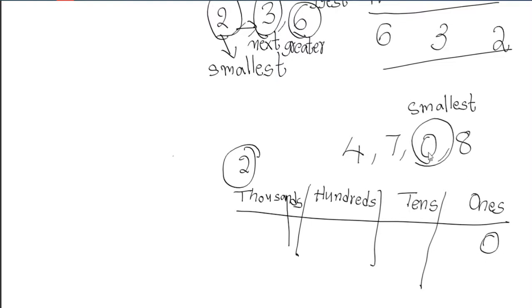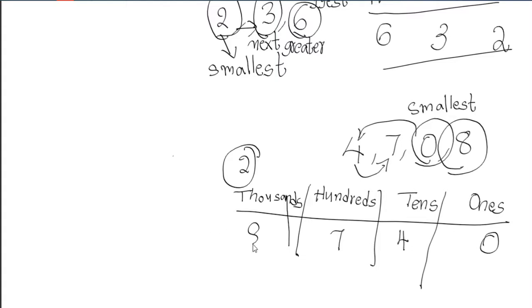So next greater number, which number is greater than 0? 4 is greater than 0. So you have to write the next greater number at the tens place. Which number is greater than 4? 7 and 8 both are greater, but the next greater is 7. So you have to write the next greater number in the hundreds place. And which is the greatest number? 8 is the greatest number.